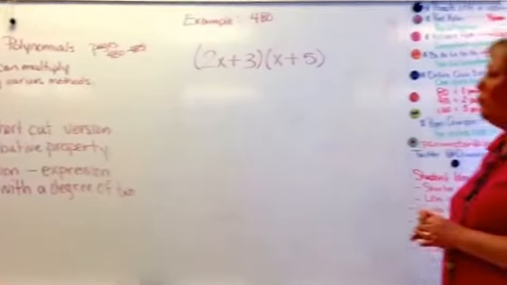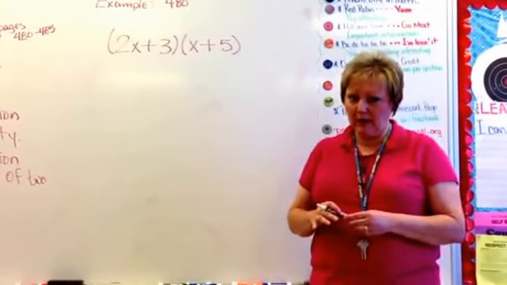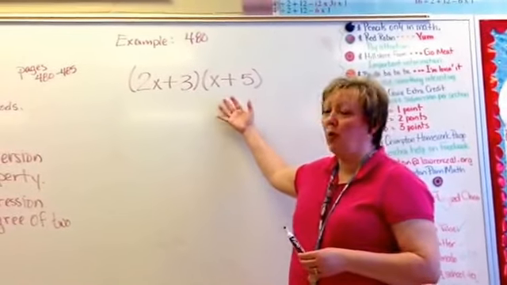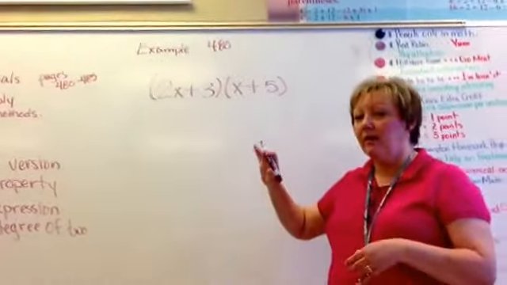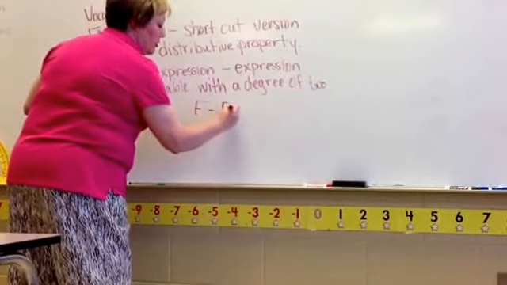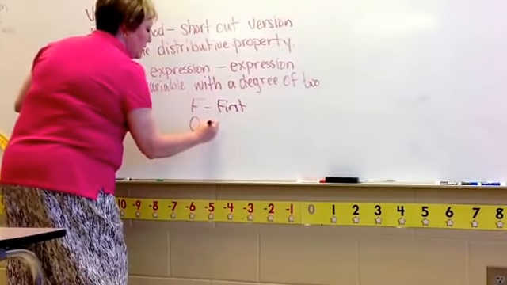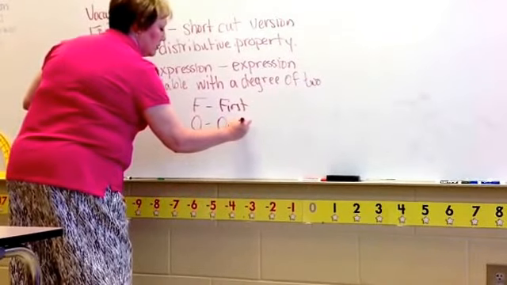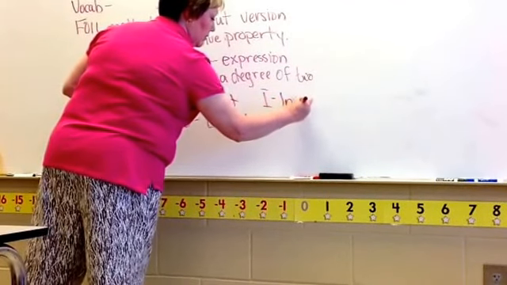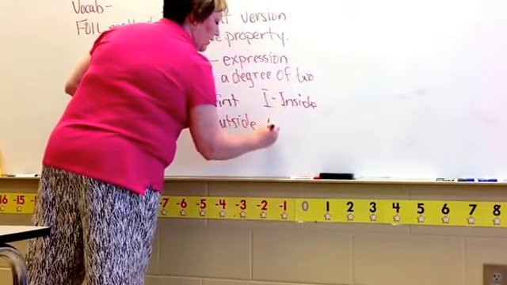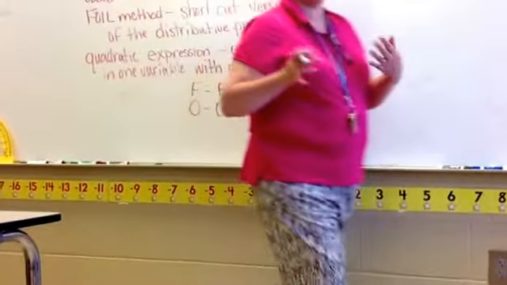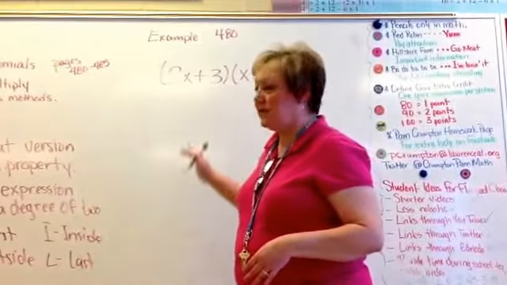Okay, so let's start out with an example. Now I'm pulling this example directly from your textbook. Normally I don't do that, I give you additional examples, but I'm going to show you the FOIL method with this particular problem. Now FOIL stands for, the F stands for first, the O stands for outside, the I stands for inside, and the L stands for last. Okay, so now let's look at how this is going to apply with this particular problem.